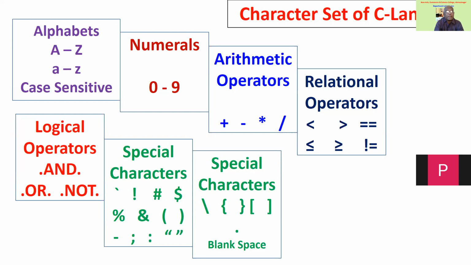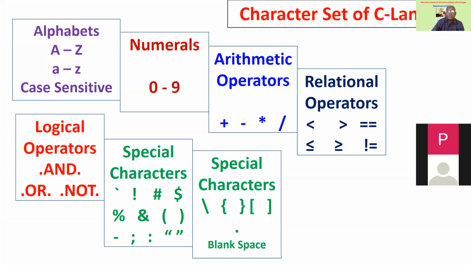I have separated them into classes. The first one is alphabets: capital A to capital Z and small a to small z. These two, capital and small, are treated distinctly. This A and this A are different for C language, and that is why it is case sensitive. The second group of character set is numerals, that is 0, 1, 2, 3, 4, 5, 6, 7, 8, 9.